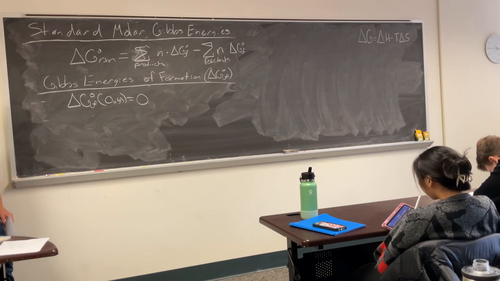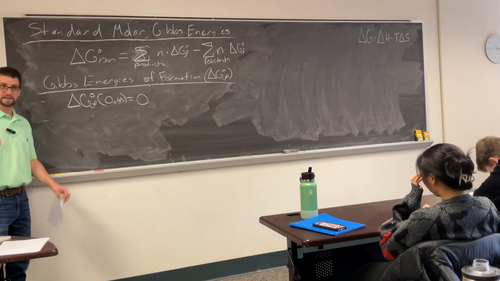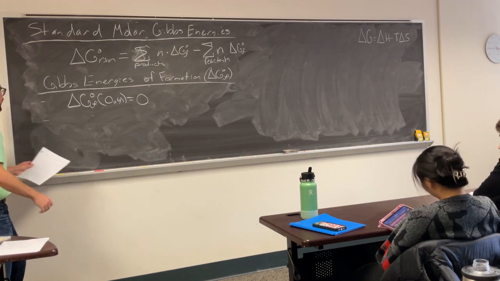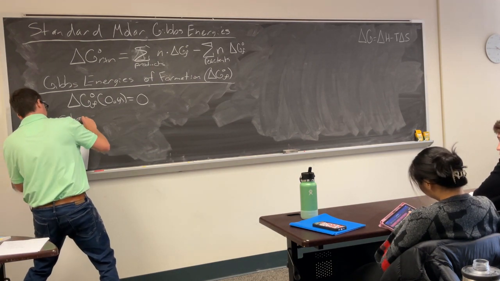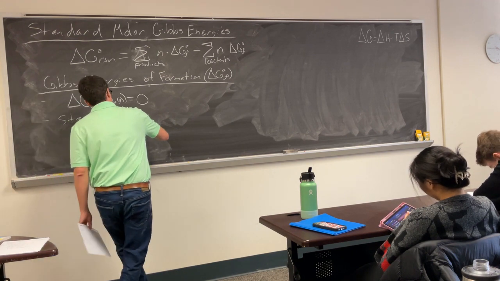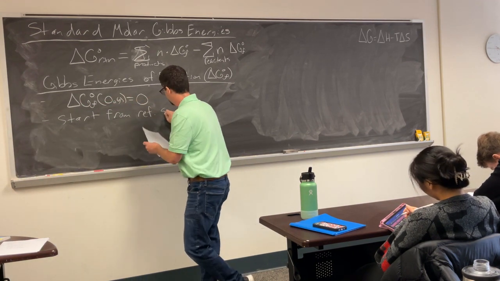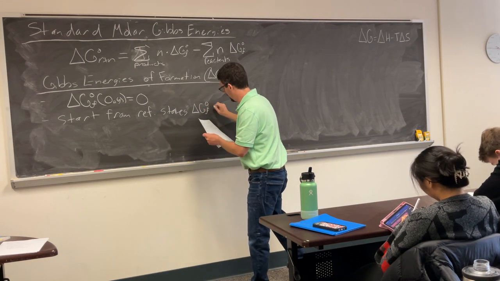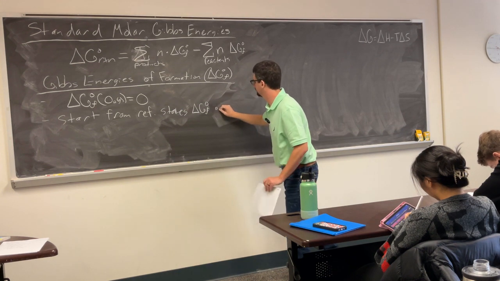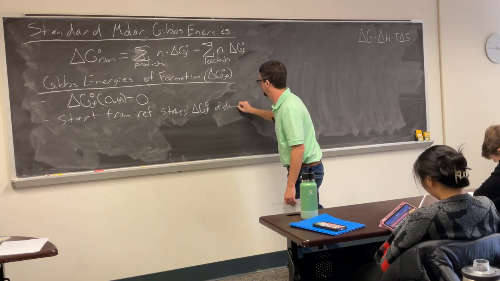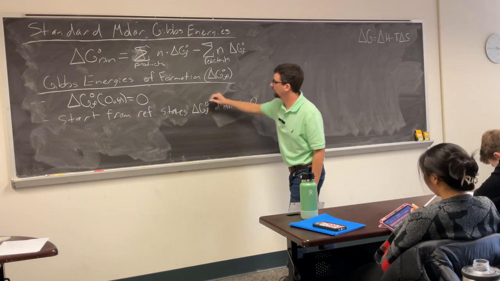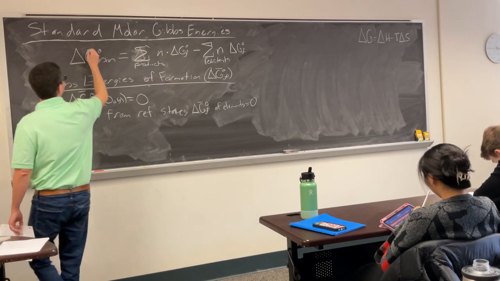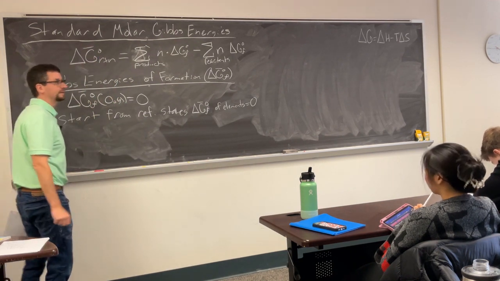So what we're saying here is we're starting from a reference state, its constituent elements, and moving up to whatever the compound is, or down to whatever the compound is. So start from reference states, where delta G F naught of that state is 0. And I guess we should be a little more formal. We should put a line above these things.